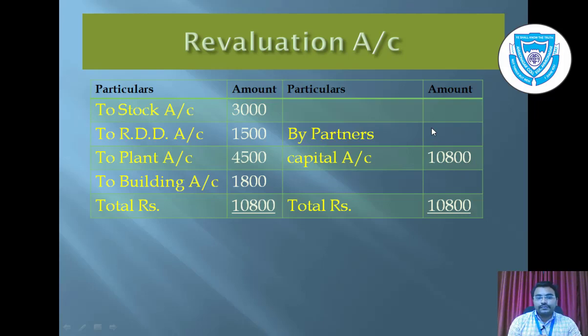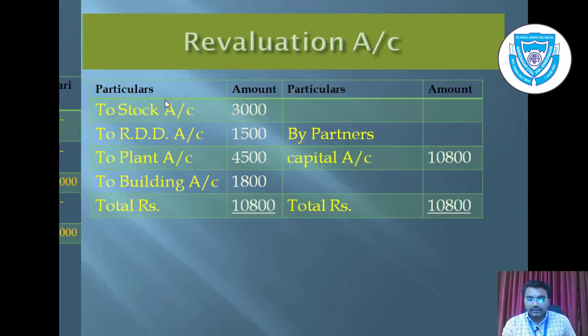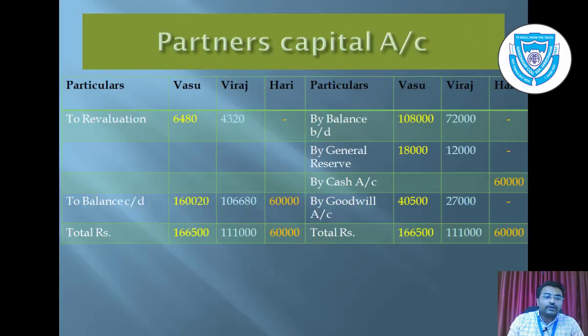So that when you get the figure 10,800 on the credit side, here you can come to know that it is a revaluation loss because debit is more than credit. As I just told you, when there is a debit balance, it is a loss. If credit is more than debit then it is a revaluation profit. Here debit is more, so 10,800 we are suffering from losses and that must be suffered by the old partners. So it is debited to old partners. See, I have done its distribution. This 10,800 is distributed among the old partners Vasu and Viraj.